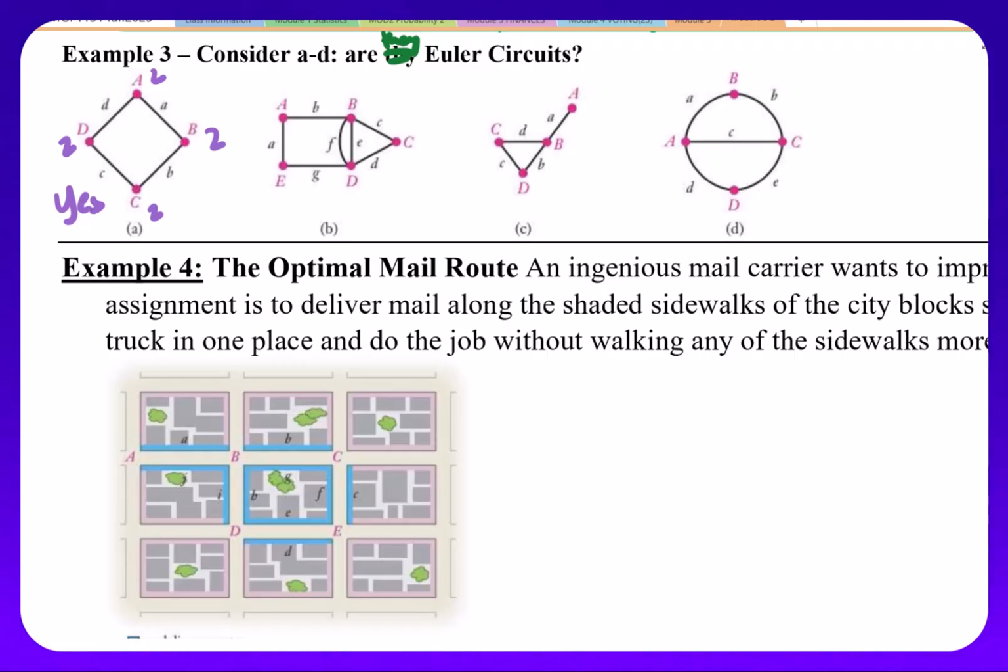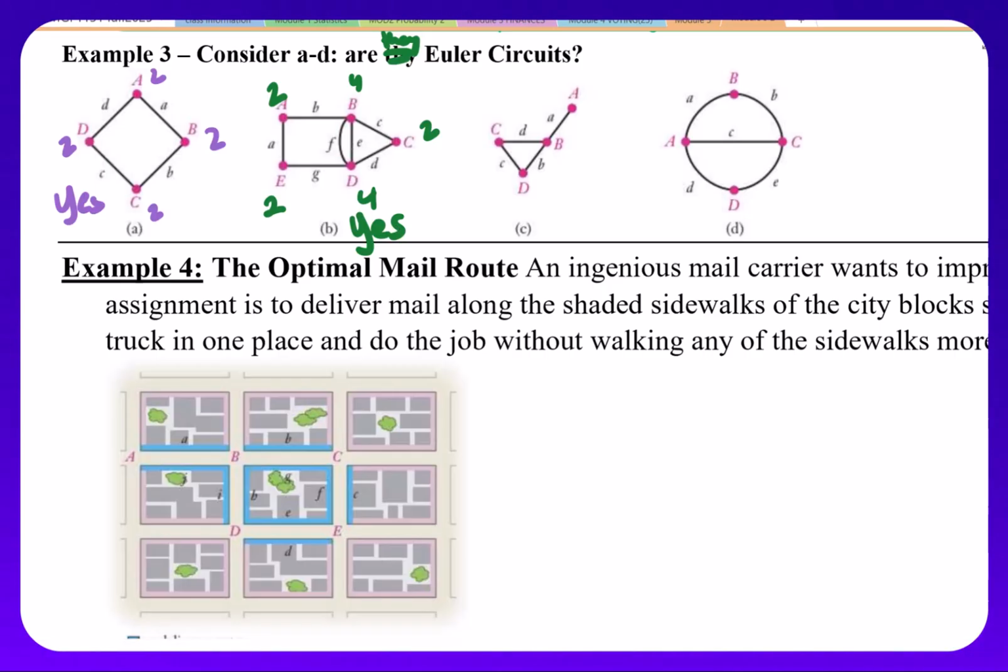Going to my B drawing, A has a degree 2, E has a degree 2, B has 1, 2, 3, 4, C has 1, 2, 3, 4. So all of them are even. So my answer here again would be a yes. There is an Euler circuit, which also means there's an Euler path.